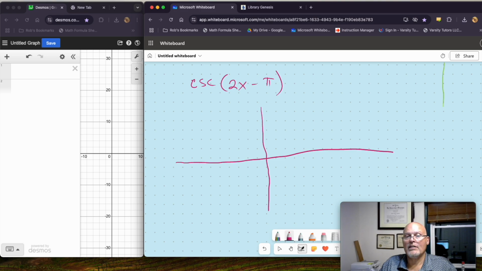So I'm going to start, as I often do, with the parent function. Parent function of sine starts at 0. At pi over 2, it's going to be 1. At pi, it's 0. 3 pi over 2, it's -1. And 2 pi is back to 0. So I'm going to go, let's call that 1, -1, and I'm going to go roughly like that.